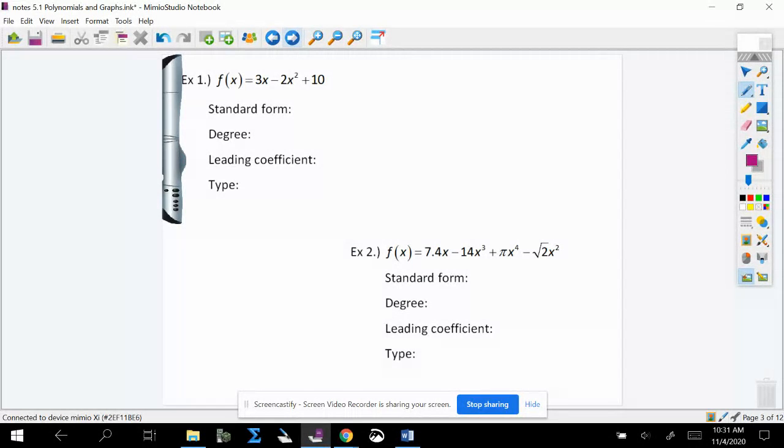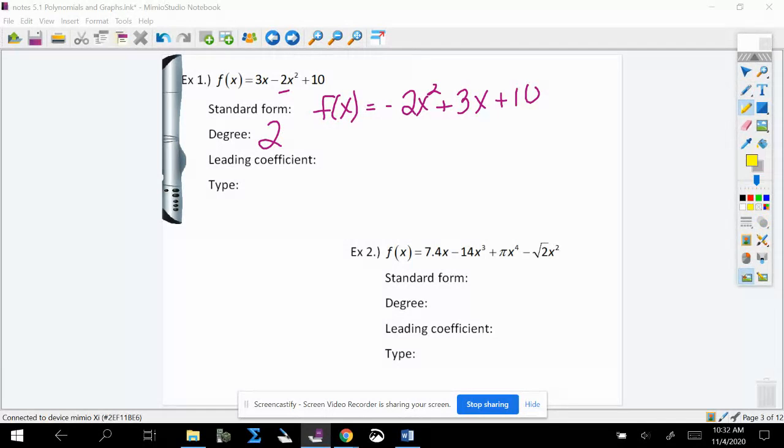So standard form, you want to make sure that it's already in your highest exponent first. You can write y equals or f of x equals. Your first term is going to be negative 2x squared. The sign that's in front of it sticks with it. Your next term will be the x term, so 3x, and your last term will be the 10. Your degree is the highest exponent. It is degree 2. That comes from this right here. My leading coefficient is going to be the number that is in front of that, or how many of that term we have. So that is negative 2.